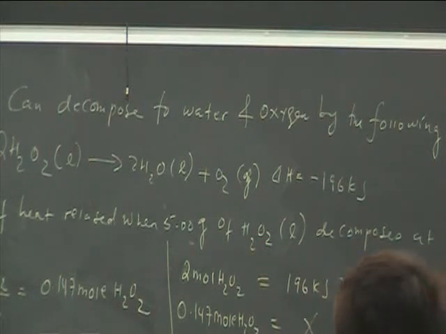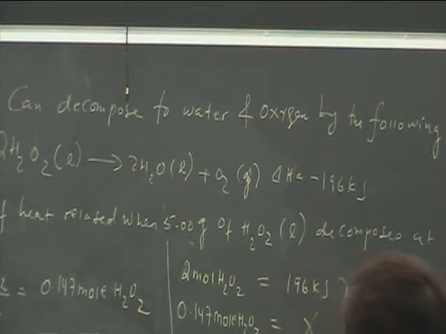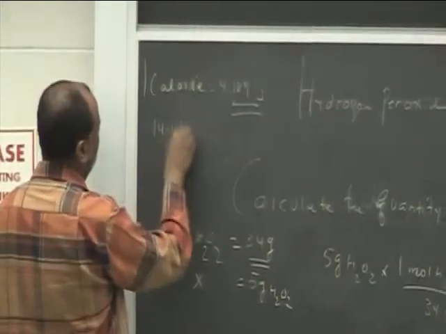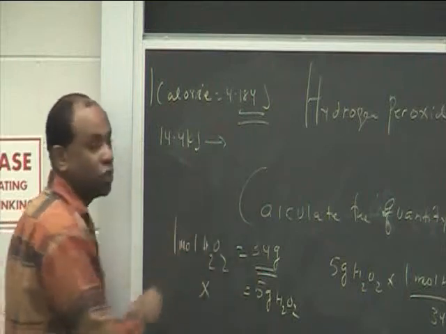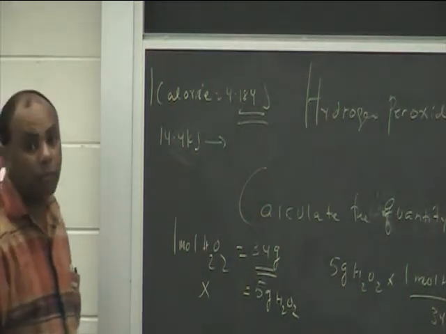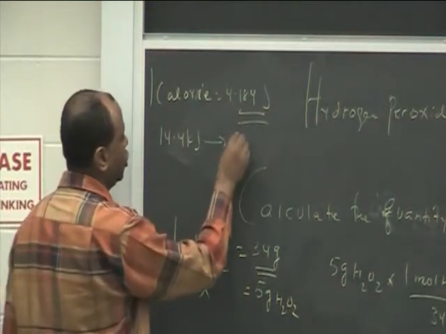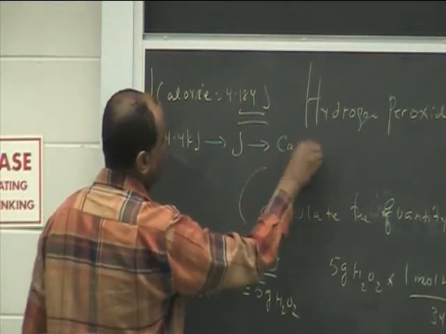So let's say I want the answer in calories, what do you do? Let's say I have 14.4 kilojoules of heat. To change to calories, what's the first thing that you need to do? Change this to joules. Then change it to calories.